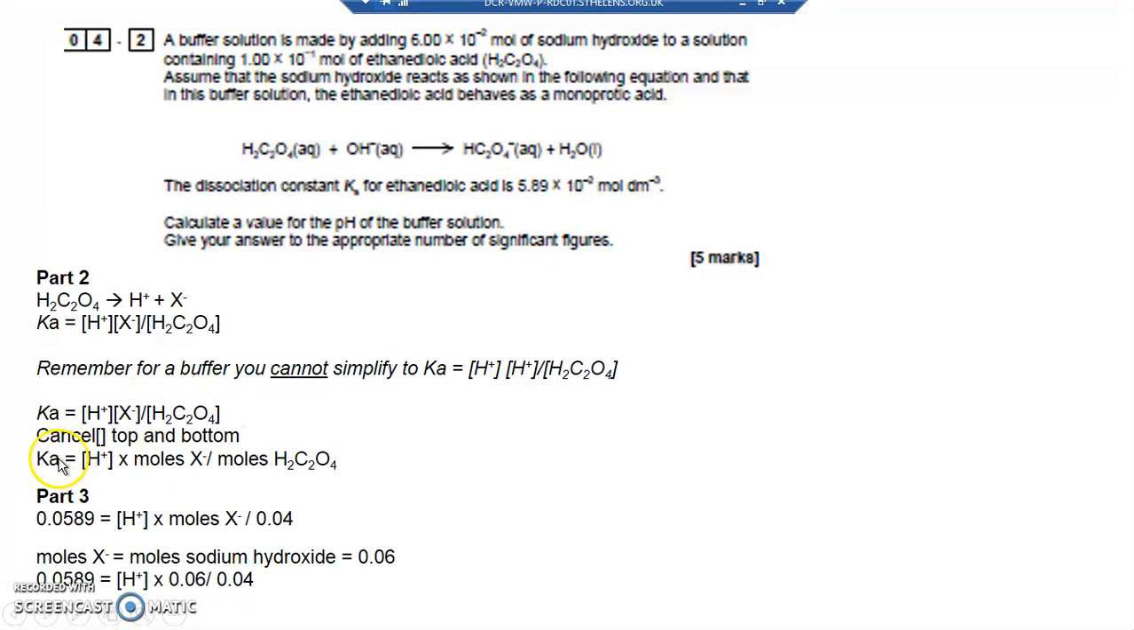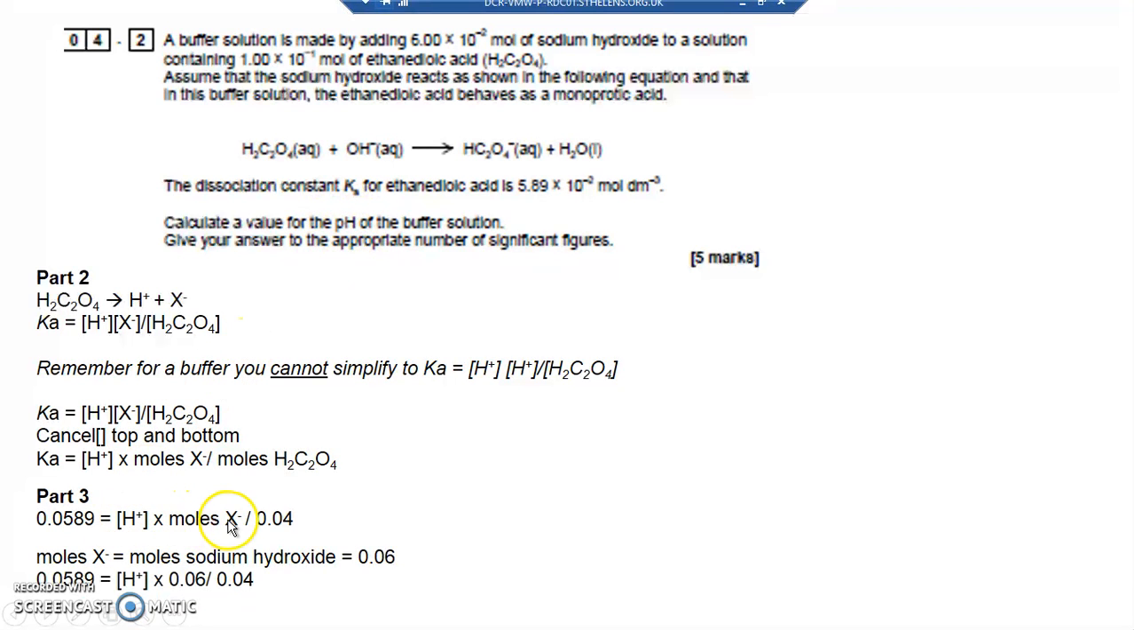So now your dissociation constant, the ethane dioic acid, equals the concentration of H plus that's been left alone multiplied by not the concentration now but the moles of X minus divided by the moles of ethane dioic acid. Now what do I know? Well, I know the Ka. I've been given it, 5.89 times 10 to the minus 2 or 0.0589 equals H plus concentration. I don't know that, and I know I'm going to have to work that out. If I can work that out, I can work out the pH quite easily. So I've got to find that.